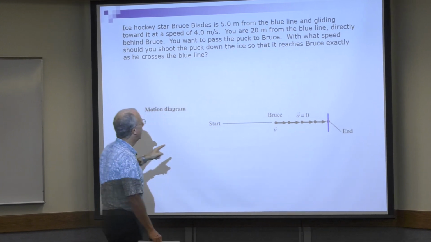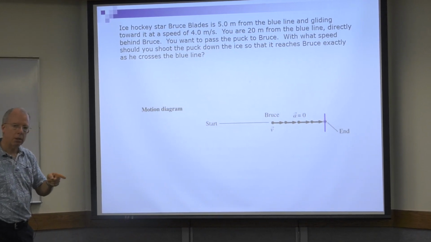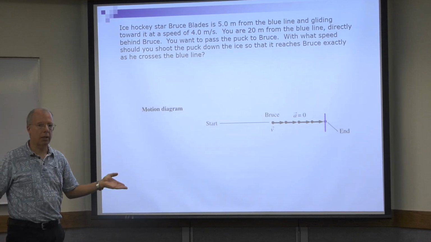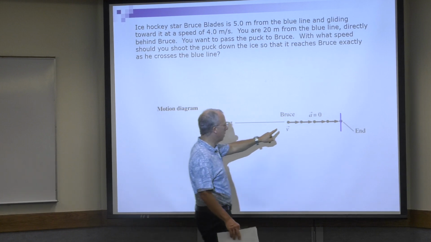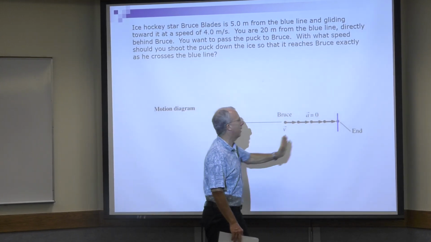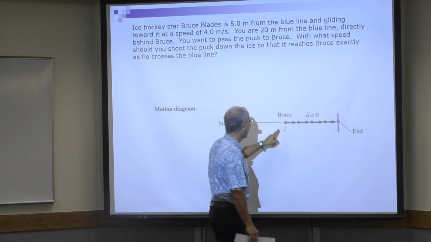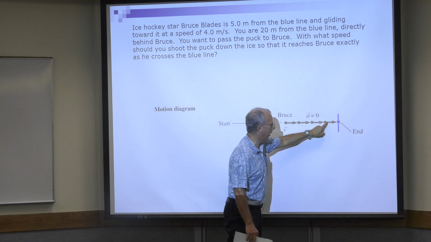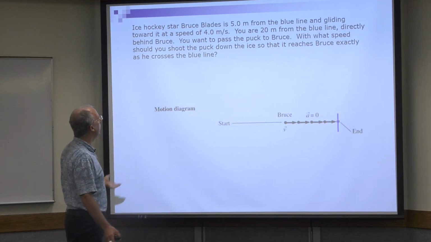Now notice, Bruce is skating on ice. There's no friction, so there's no acceleration, right? He's going to go at constant speed. So here's Bruce's motion diagram. He's moving to the right. I'm saying this is the blue line. Blue line, get it? That's the blue line. He's moving to the right towards the blue line, and he's going at 4 meters per second.